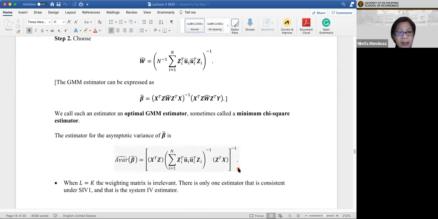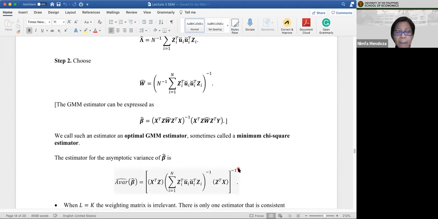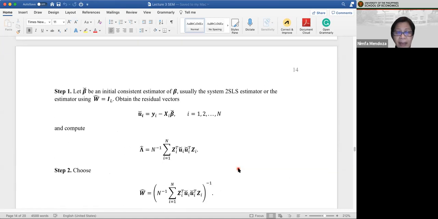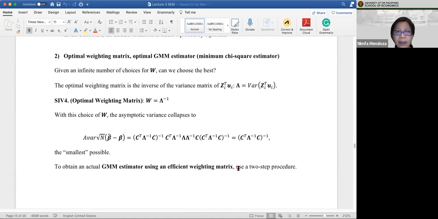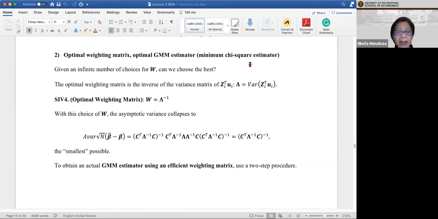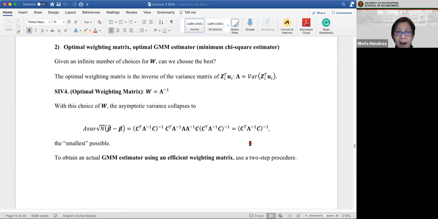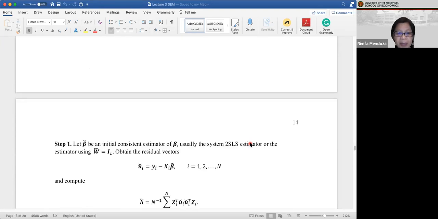Okay, so that is the optimal GMM estimator, or that is also called the minimum chi-square estimator. So the first one was the system two-stage least squares estimator. Then we have the optimal GMM estimator, or the minimum chi-square estimator.